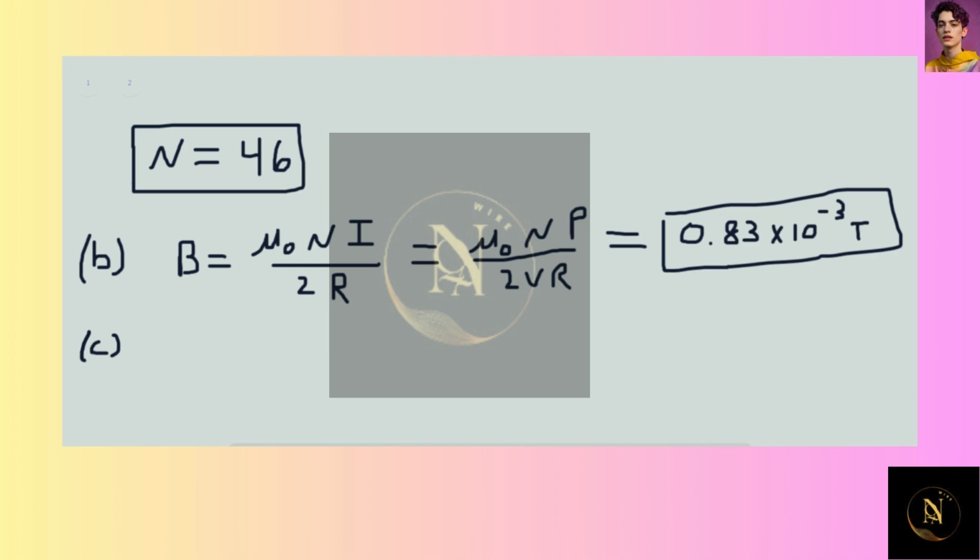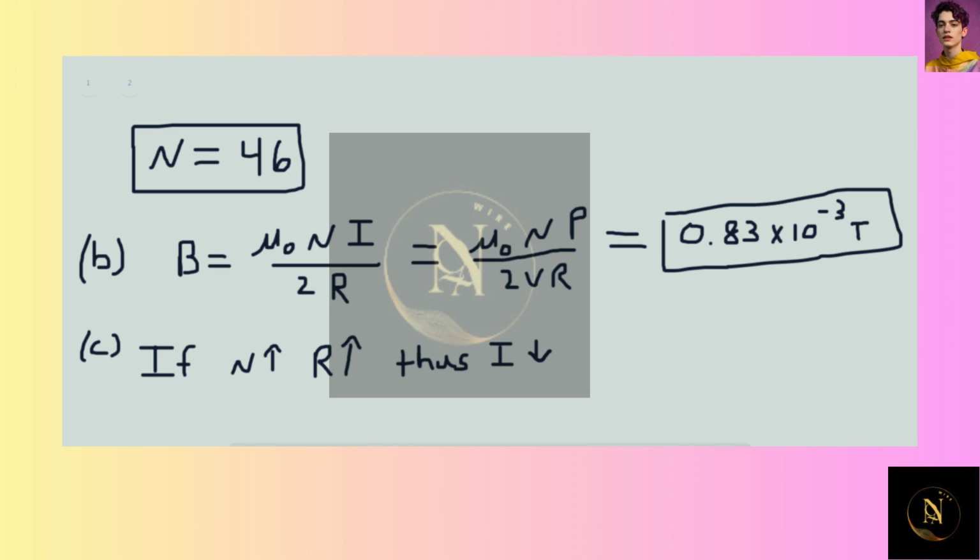Lastly, part C is a conceptual question that says, if you use a greater number of turns in this same power supply, will the magnetic field increase or decrease? According to B, the number of turns N increases the magnetic field. But we also have to consider that if N increases, the resistance R also increases. And if R increases, I, the current, will decrease because they are inversely proportional.